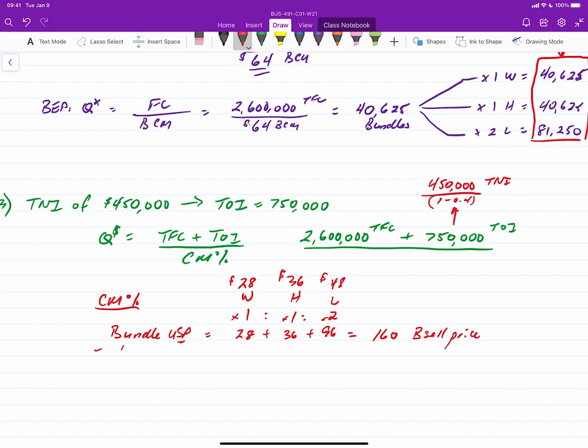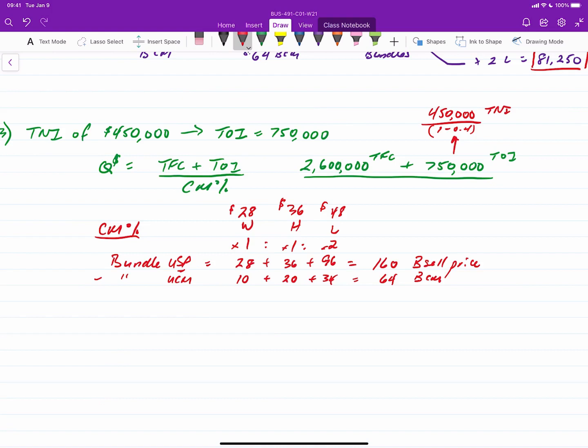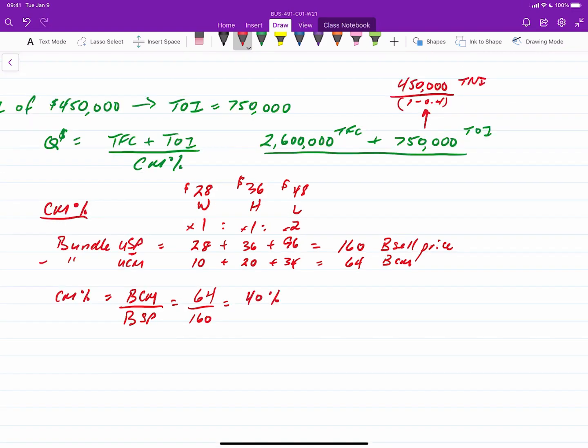And then we have the bundle unit contribution margin, which we already calculated previously to be $64, or I can write it again, $10 plus 20 plus 34, that's $64 in bundle contribution margin. Now the contribution margin ratio, right? Remember the CM ratio is equal to the contribution margin divided by the selling price. Here we can do it on the bundle. So the bundle contribution margin divided by the bundle selling price. We'll take 64 over 160. This is a 40% contribution margin ratio.